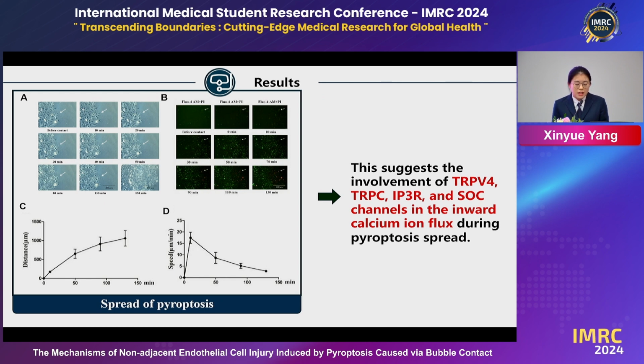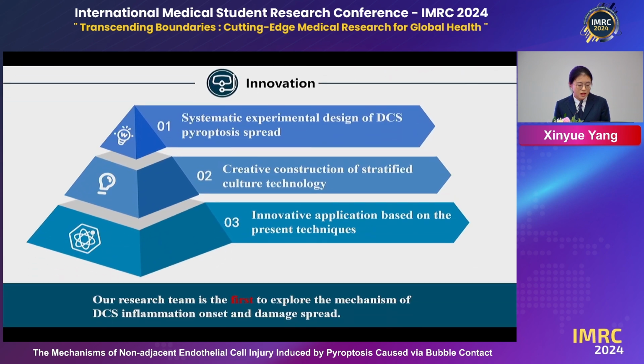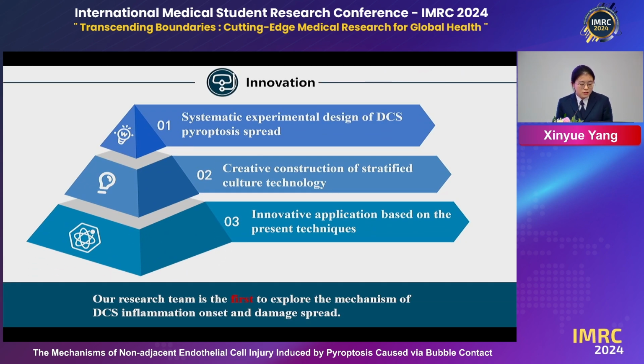This suggests the involvement of TRPV4, TRPC, IP3R, and SOC channels in the inward cation ion flux during pyroptosis spread. At last, the innovation of our study lies in systemic experimental design of DCS pyroptosis spread, creative construction of stratified culture technology, and innovative application based on the present techniques.